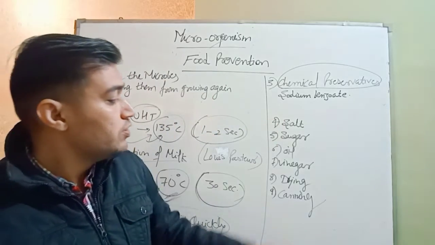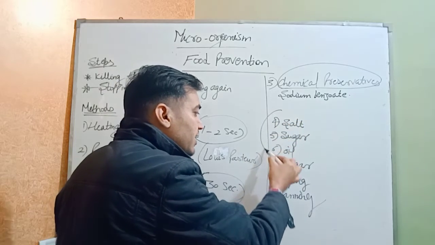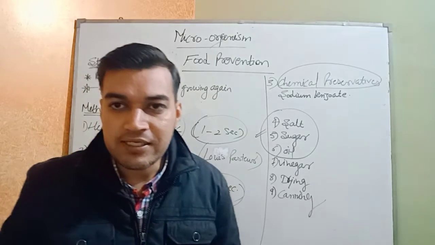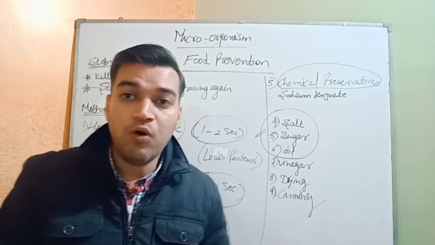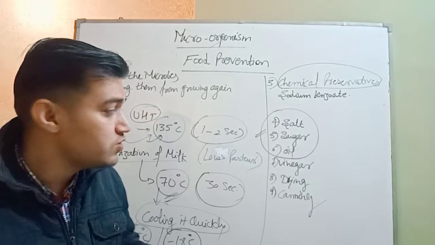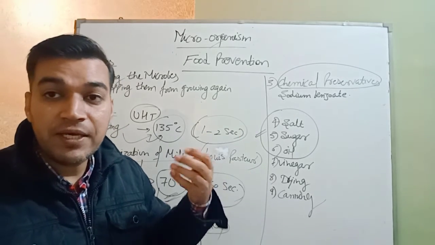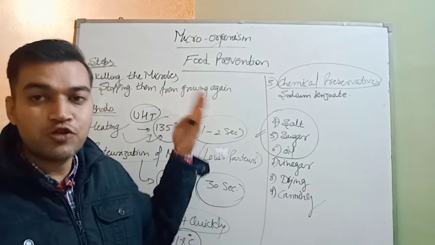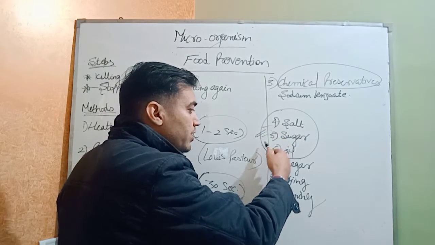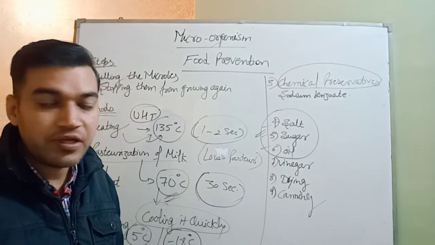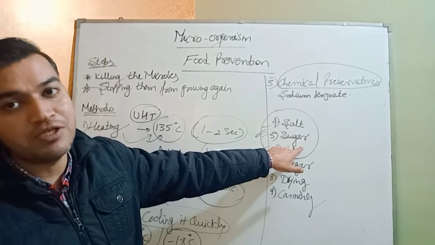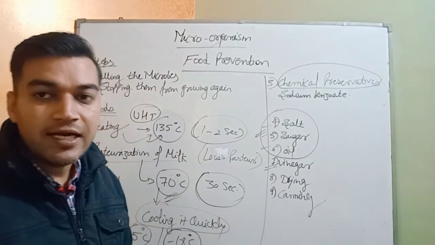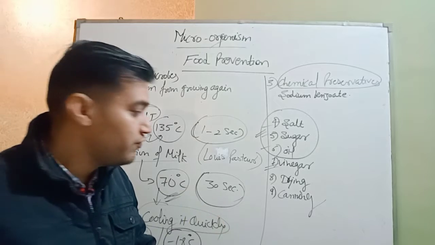Next, salt, sugar and oil. These are the common preservative methods that are used by our moms and grandmothers, and currently they are using them also in making pickles. How can they preserve pickles from food spoilage? With the help of salt, sugar, oil. These are the natural preservatives. Those are the chemical preservatives, and these are the natural preservatives. Vinegar is also used in pickles, and it helps in the prevention of the spoilage of food.